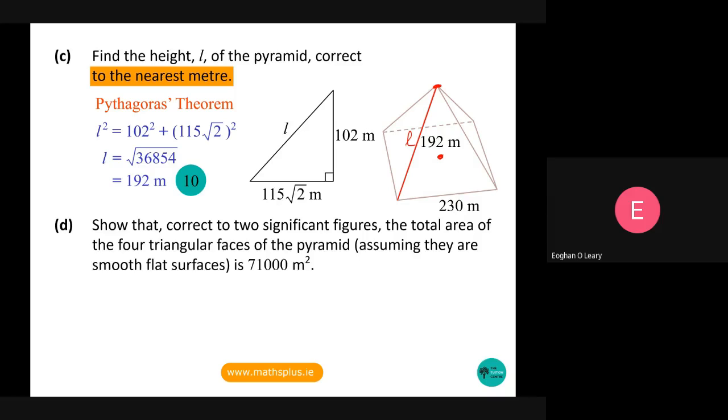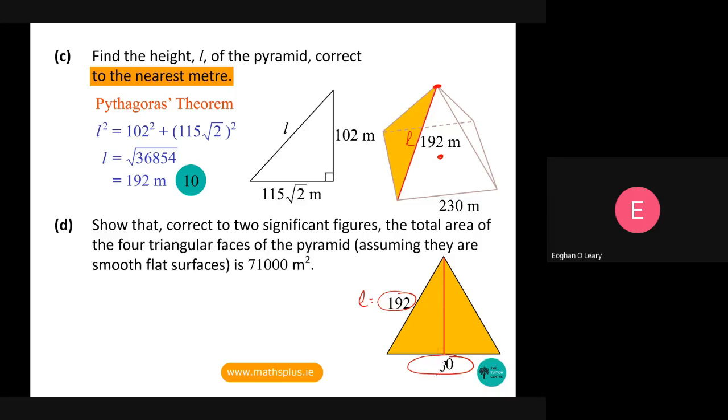Show that corrected to 2 significant figures, the total area of the 4 triangular faces in the pyramid, assuming they're smooth, flat surfaces, is 71,000 meters squared. So what are we going to do? Well, we're going to get one of the triangular faces. Of course, we now know that this length here that we said was L. L was equal to 192. We have our base length of 230.